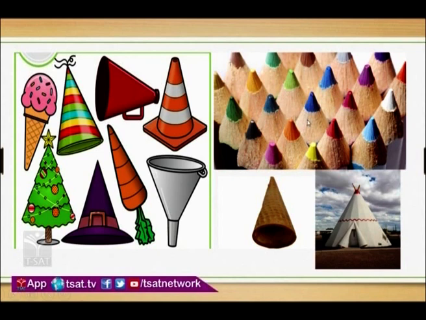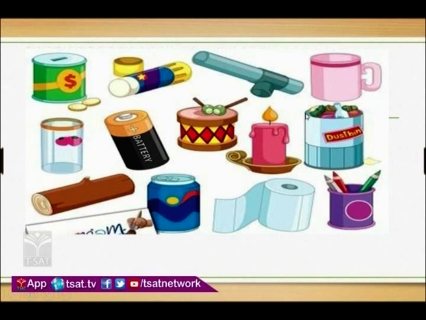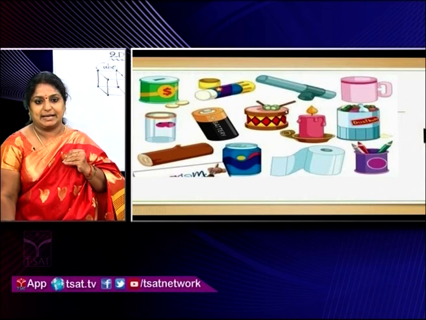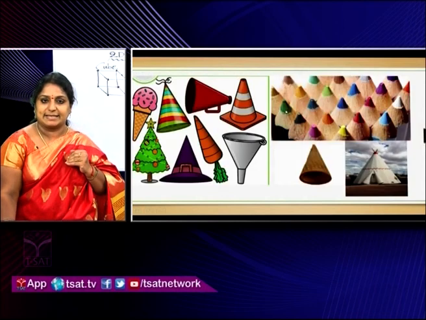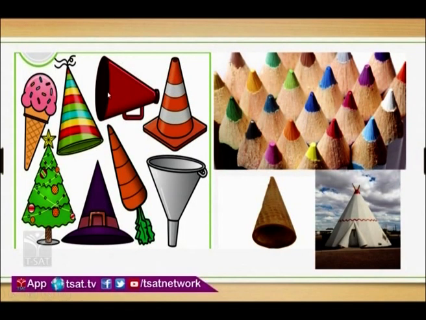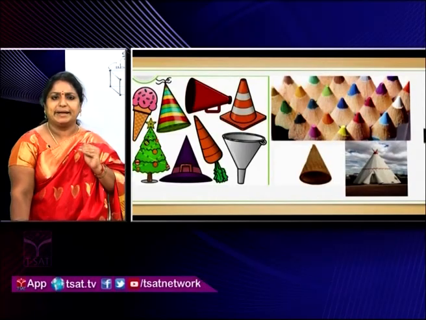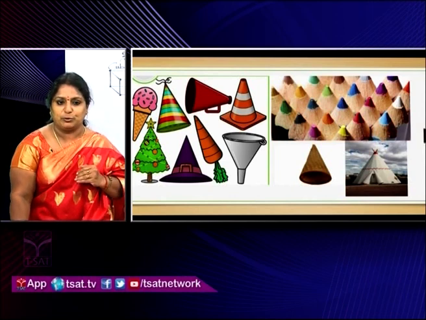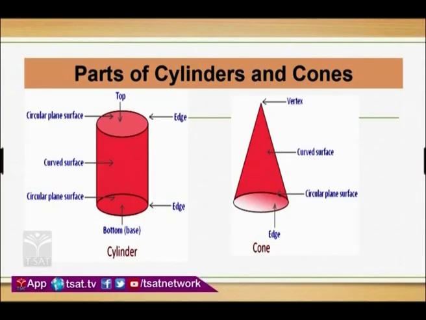It means the objects I showed you before contain both the top and base in the form of a circle, and these objects are the examples for a cylinder. Whereas, if you take the next example, it contains one face in the form of a circle and these objects are the examples for conical shapes. So, cylinder and cone almost relate to the same, but there is a slight difference in the parts of a cylinder and a cone. So, let me explain what the parts of a cylinder and cone are.